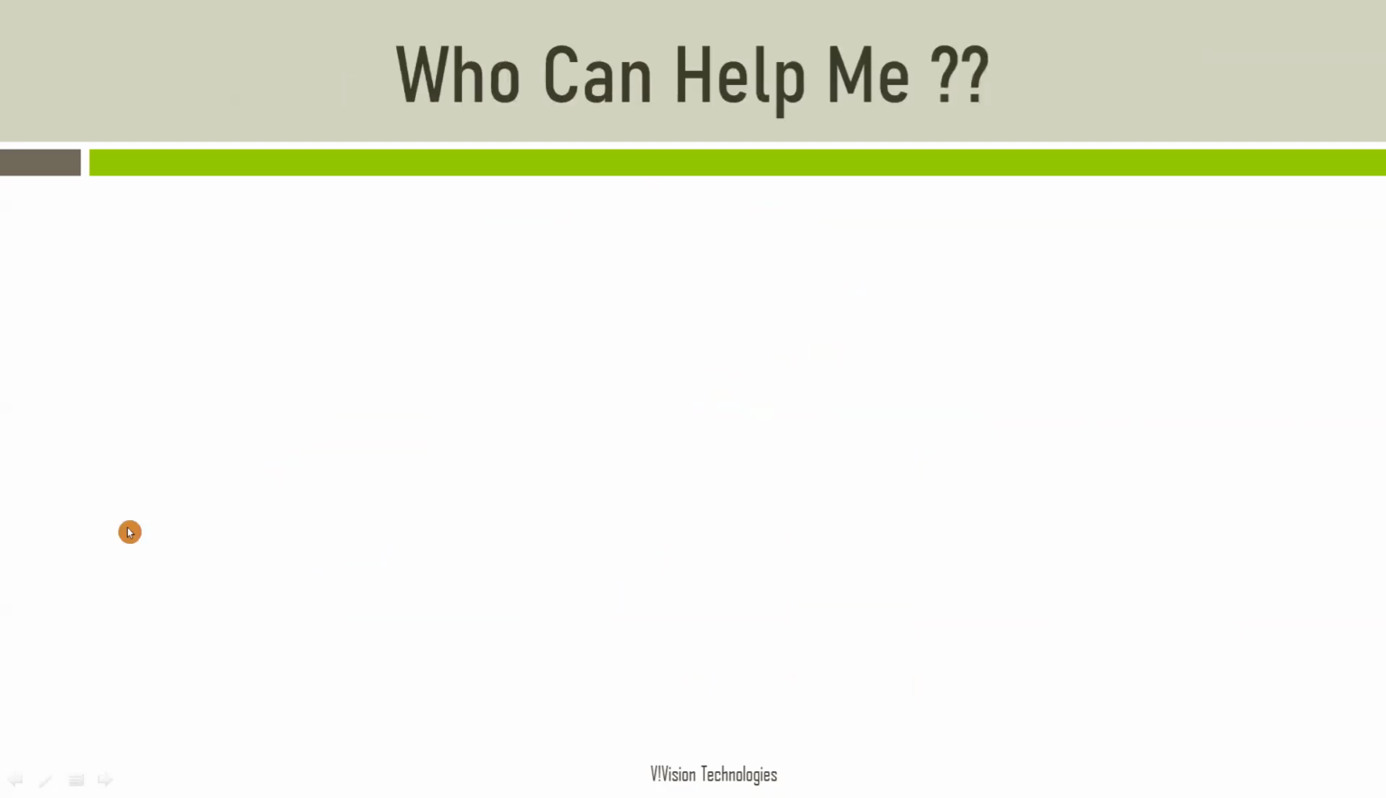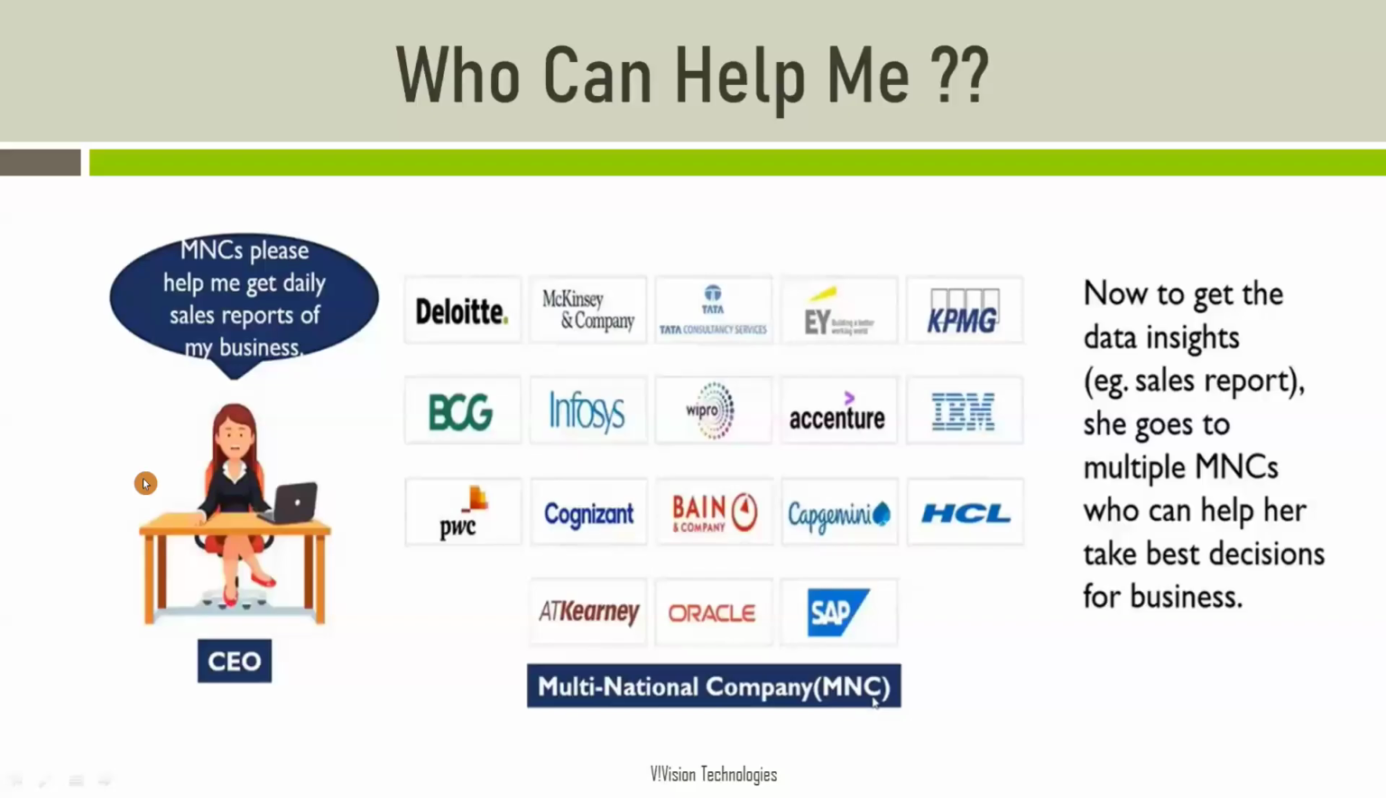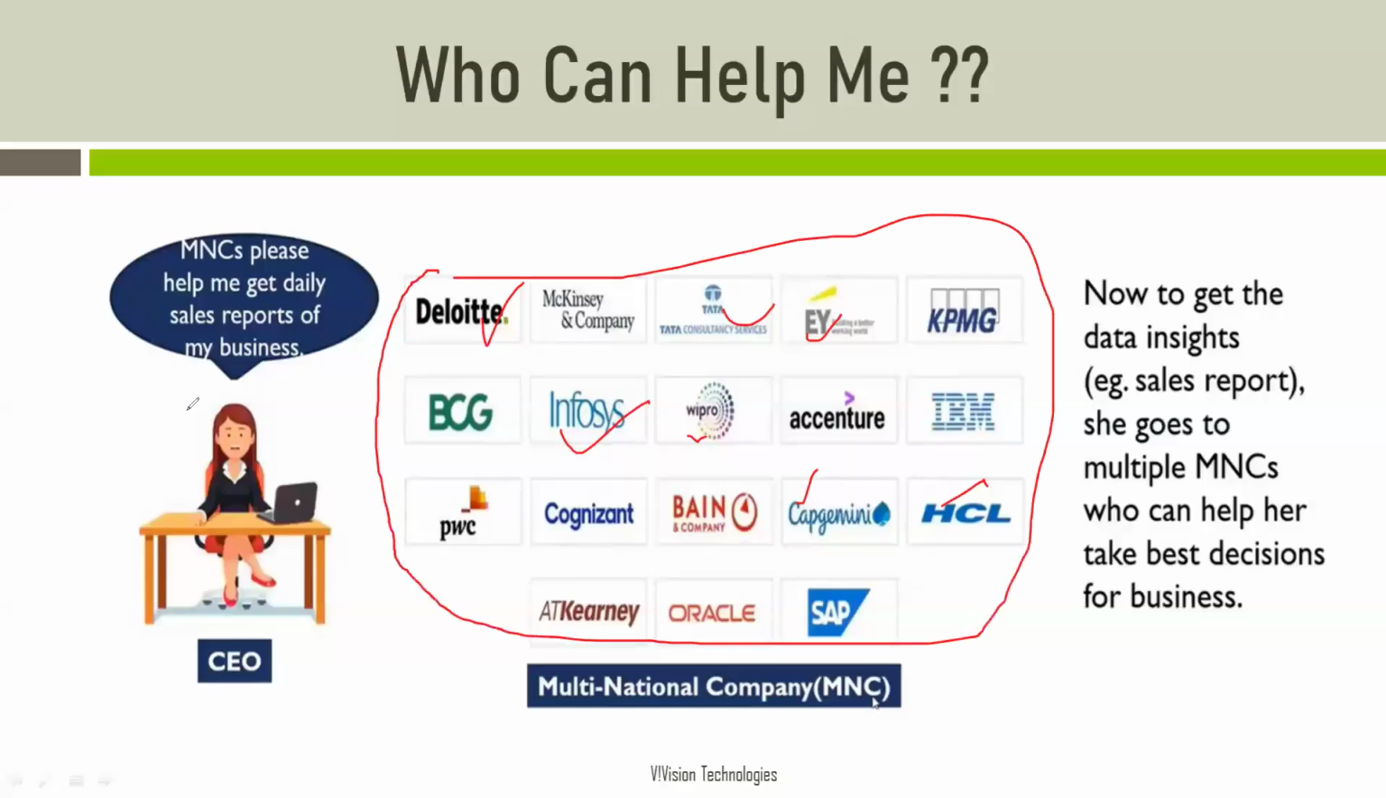So who can help? Who can help to identify how many transactions happened on a yearly basis, what the sales are, and what the growth is? So where do I need to provide the discounts? There are multiple companies, some MNCs like Deloitte, TCS, EY, Infosys, Wipro, Capgemini, HCL. They will all come. The CEO is going to conduct a meeting.